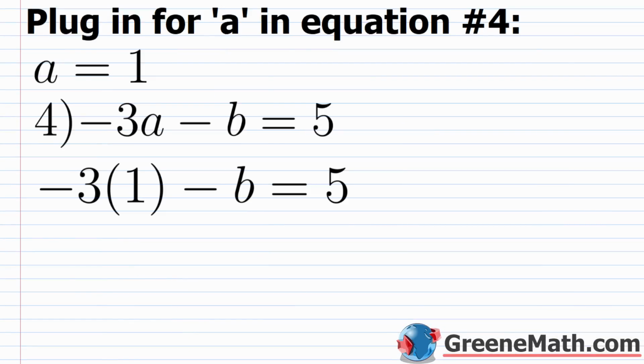So once again, you're going to plug in for a in either equation number 4 or 5, whichever you want. It does not matter. So we know that a is equal to 1. We just figured that out. So this is equation number 4. We're just going to be plugging in right there. So we want to plug in a 1. So negative 3 times 1 is just negative 3. So this becomes negative 3 minus b is equal to 5.